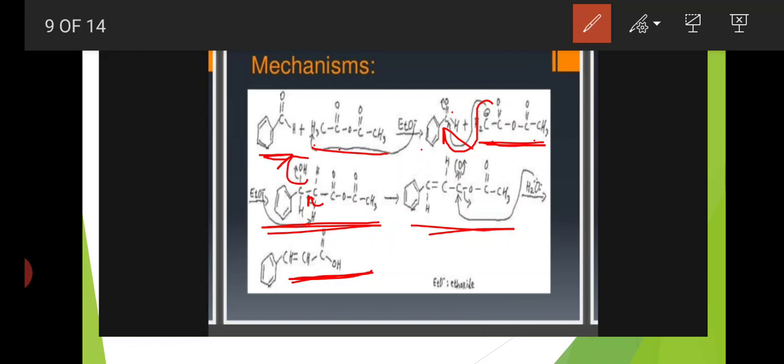Okay, here this is the mechanism. First, in the presence of base, acetic anhydride loses one alpha hydrogen and forms an anion. This acetic anhydride anion attacks the benzaldehyde carbonyl carbon and forms one intermediate. This intermediate loses a water molecule and forms an alpha beta unsaturated compound. This compound undergoes hydrolysis and dissociates into cinnamic acid and acetic acid. Here our main product is cinnamic acid. This is the reaction mechanism of benzaldehyde and acetic anhydride.